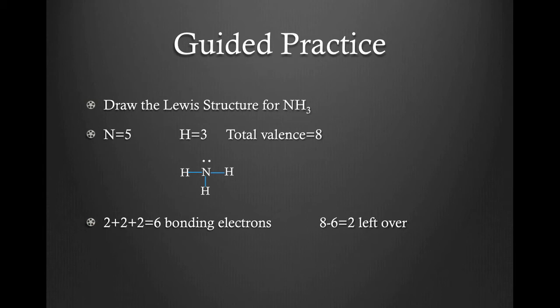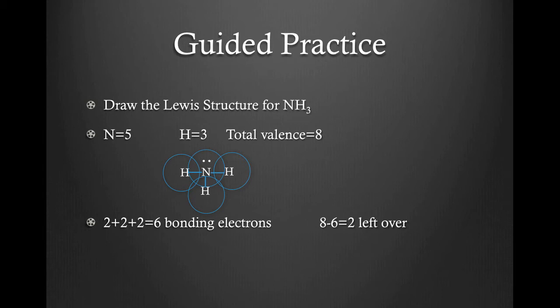And then you should have taken those 2 and put them on the atoms so that all of them have an octet. And so now we're going to verify that there are octets. Hydrogen has its duet, let's call it, 2 electrons. Nitrogen has its 2, 4, 6, 8 electrons, hydrogen has 2, and hydrogen has 2.